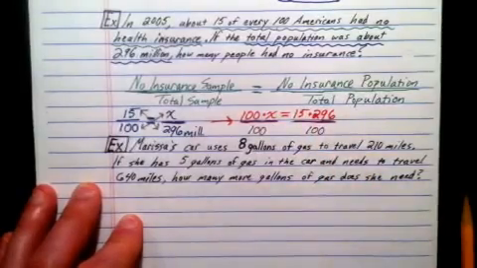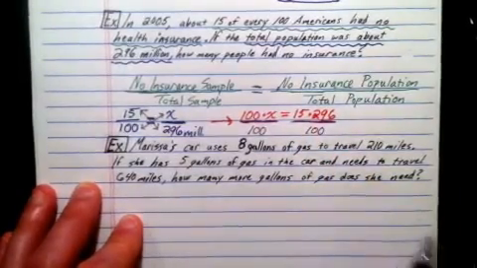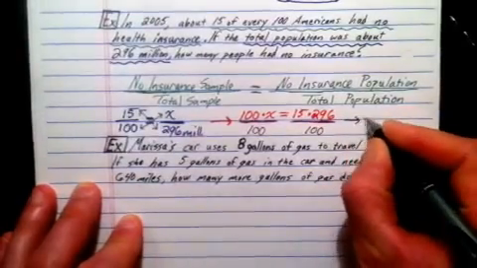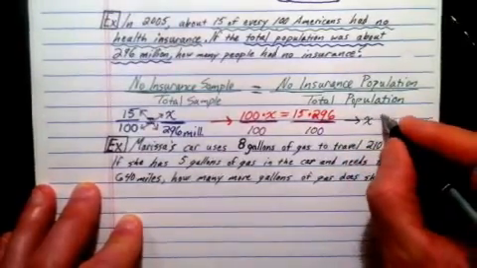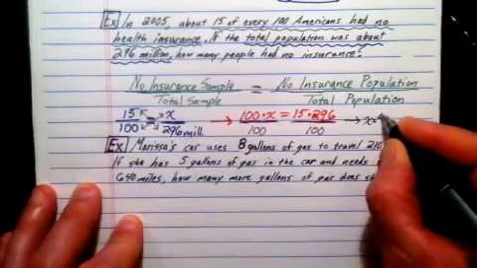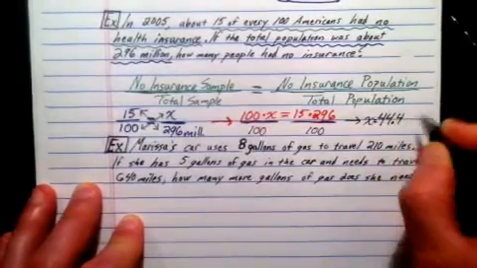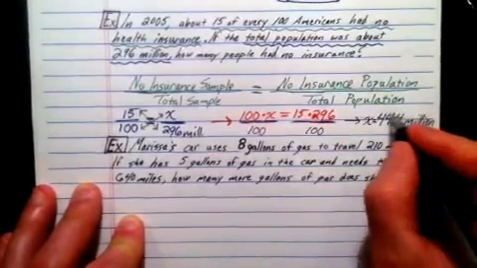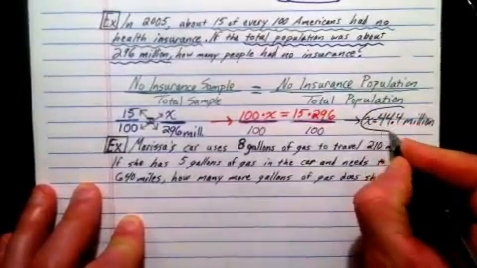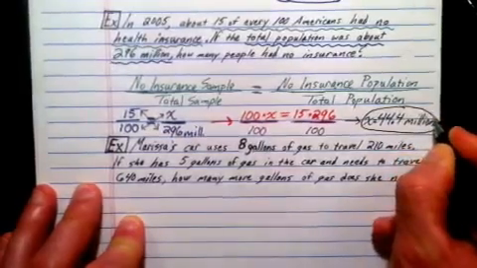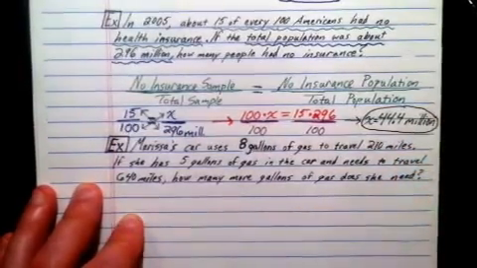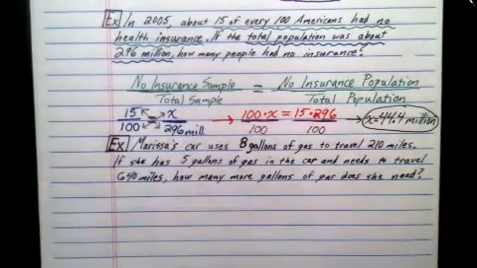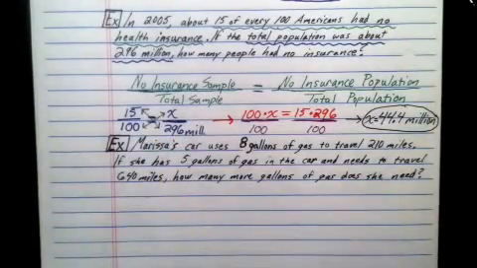So 15 times 296 divided by 100, you should get that the amount of people that had no insurance in the total population was 44.4 million now. Because our answer here, remember we're looking at it in millions. Because 296 was actually how many millions of people. So 44.4 million, which would be 44,400,000.